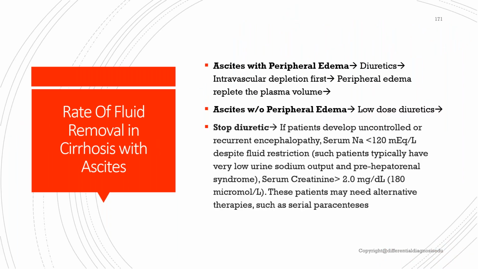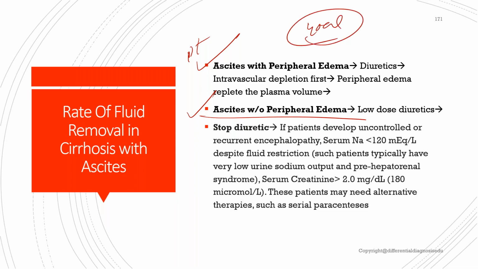The next question is how much fluid should be removed in a patient with cirrhosis with ascites. So we divide it into patients who have ascites with peripheral edema, and patients who have ascites without peripheral edema. So the goal is you can remove up to 300 to 500 ml of fluid per day on average, or you can decrease their weight daily by 1 kg, 1 kg every day.